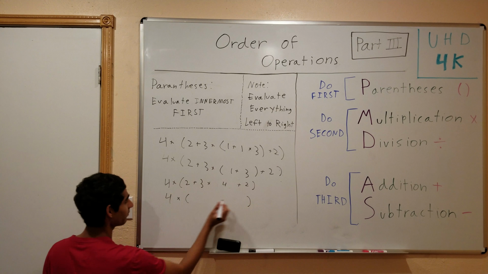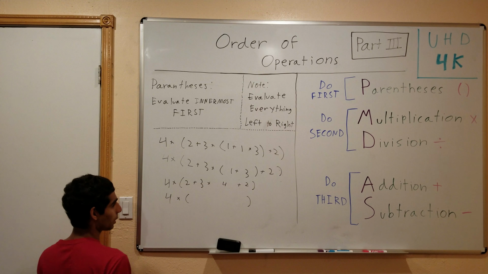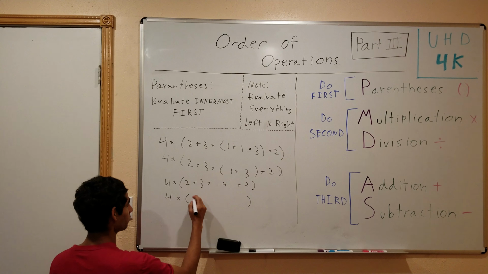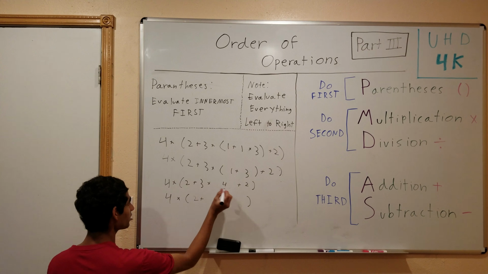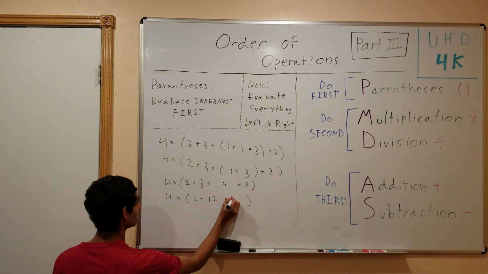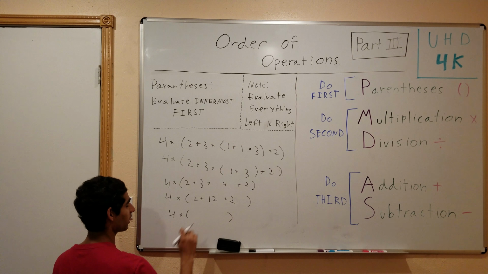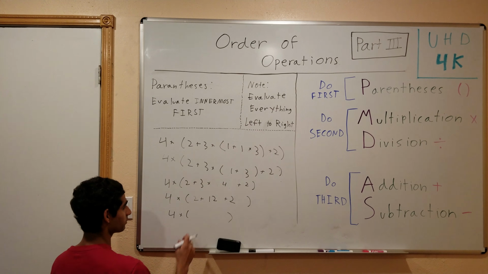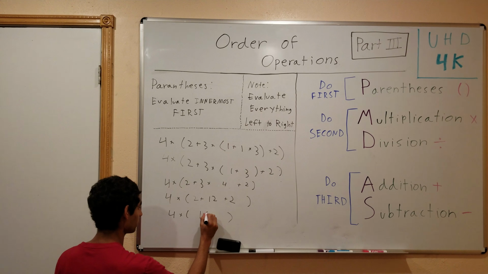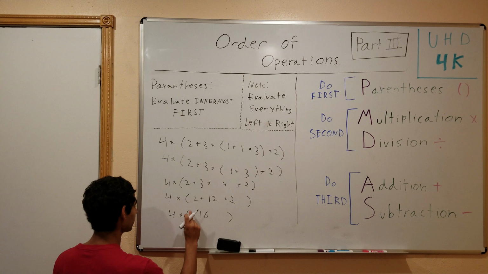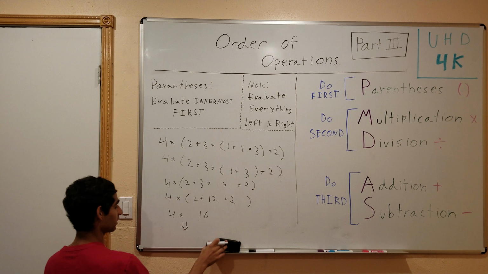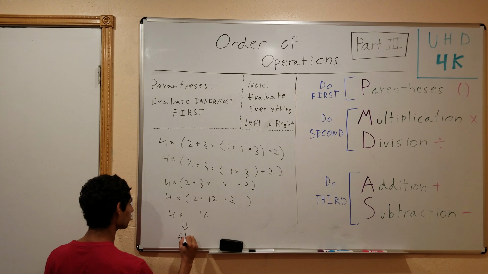Now we have to evaluate everything inside these parentheses. We do the multiplication first, so the 3 times 4, which is 12. And now we can just do the addition left to right. 2 plus 12 plus 2 is simply 16. And then 4 times 16 is 64.